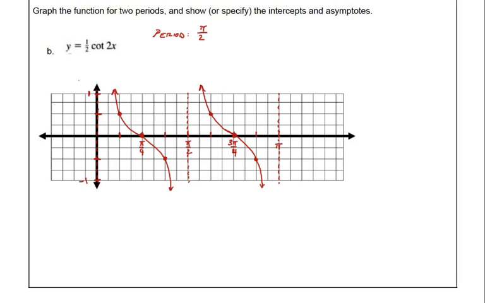In terms of creating the graph, if I want to identify the x-intercepts in my two periods that I have graphed, they are at pi over 4 and 3 pi over 4. And then the vertical asymptotes will be at x equals 0, x equals pi over 2, and x equals pi. So there's two periods of cotangent with an adjusted period, and some additional information identified for that function.